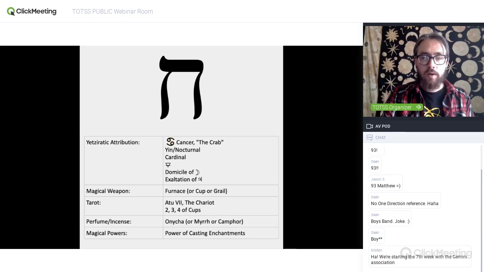All right, and so for our tarot cards, we've got 2, 7, the Chariot. And we can also say the 2, 3, and 4 of Cups correspond with the 3 decans of Cancer.